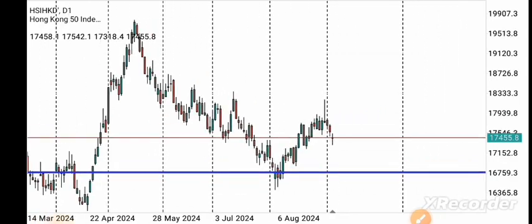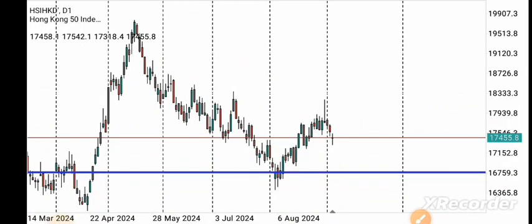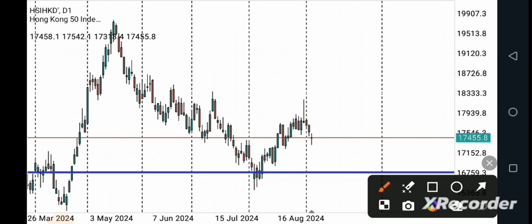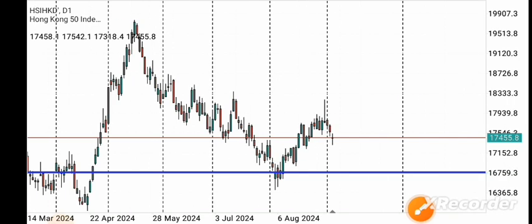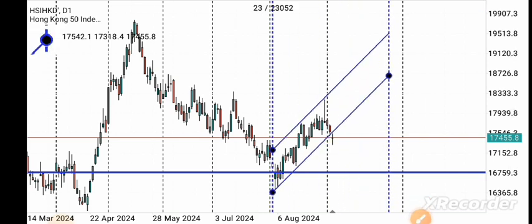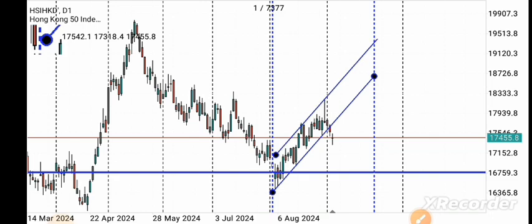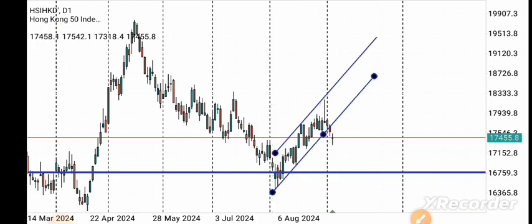Anyway, here we are on the daily chart, and let's just zoom in a bit and see what's happening. So on the daily chart, before we continue, I'm just going to add my daily channel as well, and for now I'm going to add my daily channel in this manner. Just bear with me. Let's see. So for now, there goes my daily channel. There we go.